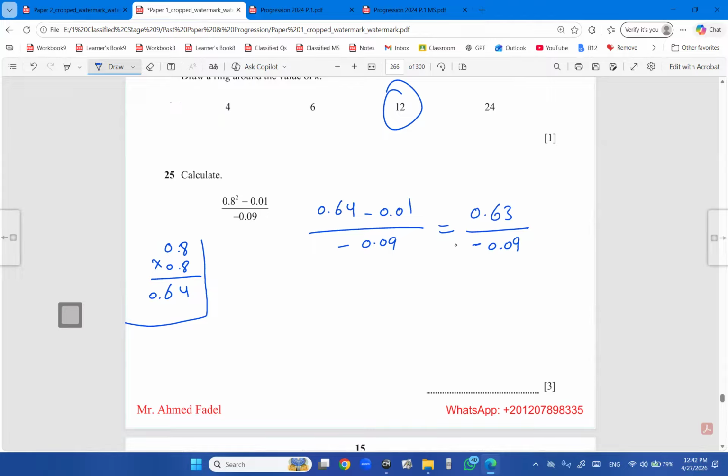0.09. Mister, we took in unit 3 that we cannot divide unless the denominator is a whole number. If the denominator is a decimal, we cannot start. So to make it a whole number, I'm going to multiply this by 100, multiply this also by 100. So it gives you 63 over negative 9. Mister, I know that the answer is definitely negative because positive divided by negative is negative. But what is 63 divided by 9? 63 divided by 9 is 7. That's it.